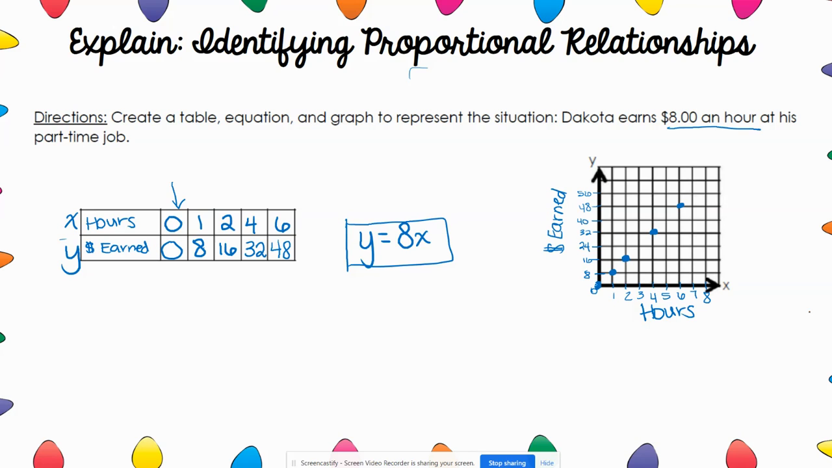Well, if I connected these, I see that this is a straight line and it goes through the origin right here at 0, 0. So I do know that this is a proportional relationship. And I could have told by the graph, because it's a straight line that goes through the origin. I also could have been able to tell from the equation because it's y equals 8 times x. Or I could have been able to tell from the table because all of these are proportional. So this is a proportional relationship, and our constant of proportionality here is 8.